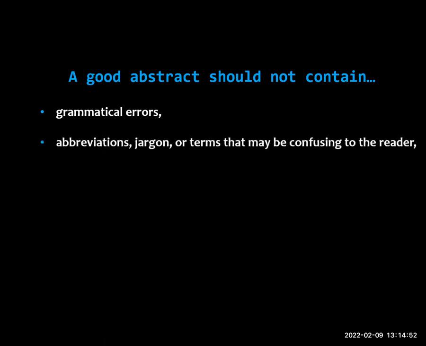Your abstract should also be free of any grammatical errors. Proofread and edit the abstract to eliminate punctuation errors or sentence construction errors, such as run-on sentences, fragments, and/or comma splices. Also, avoid including any abbreviations or jargon or specific language to the field that may be confusing or difficult for your reader to understand.